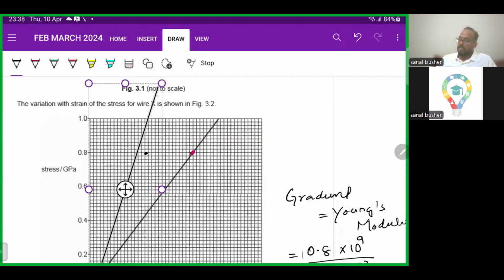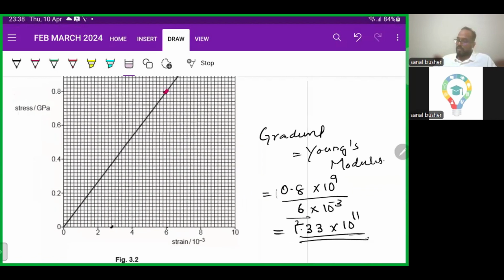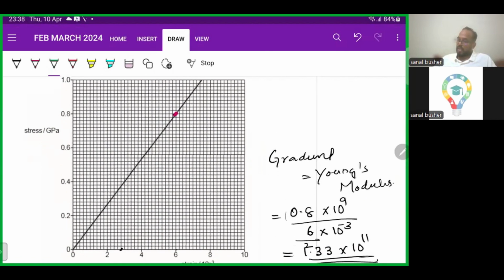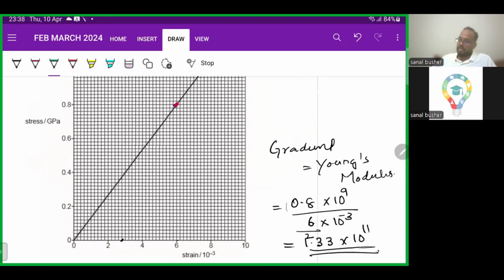So it should pass through this point, okay? You draw a straight line which is passing through 8 and 3 and 8.8. Draw a straight line passing through this. This will be the line, okay?